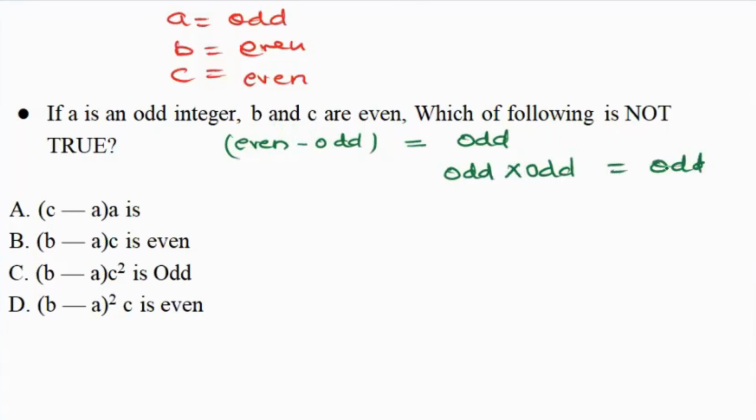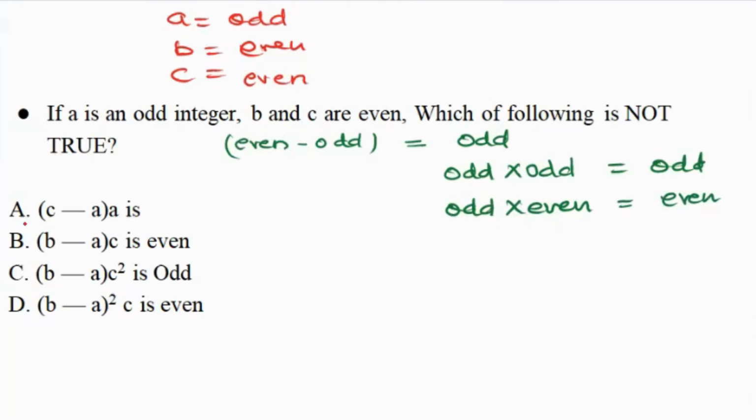Understood? And when we multiply any odd number with an even number, the result will always be an even number. These are the things we need to remember to make the whole calculation easier. Even minus odd always gives odd. Odd times odd gives odd. Odd times even gives even. Understood? Now let's apply all these things in this question.